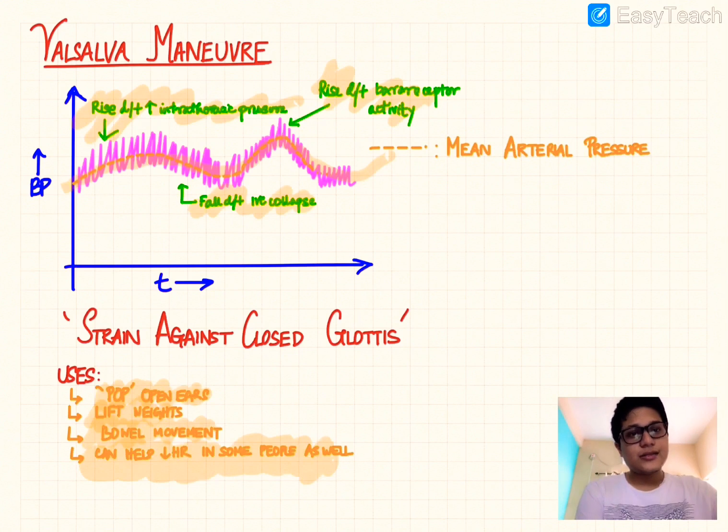This is because when this increased intrathoracic pressure increases the blood pressure of the individual, reflex bradycardia will occur, mediated by the baroreceptors, and this can help to reduce the heart rate.